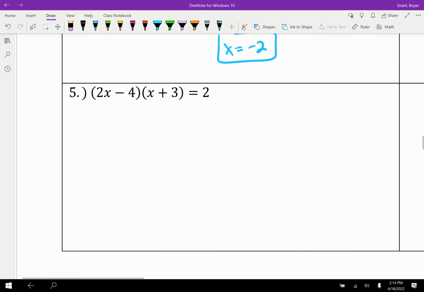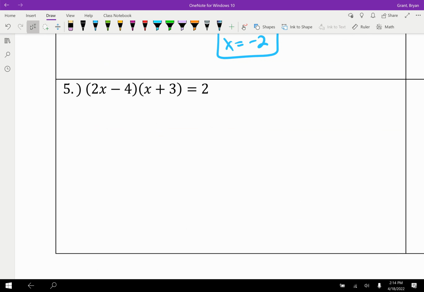And last but not least, problem 5. Problem 5 is a little different because we're equal to 2, but I think it would make sense that we could just use our same strategy. We could take this 2x minus 4 and set that equal to 2. And then we could also take this x plus 3 and set that equal to 2.